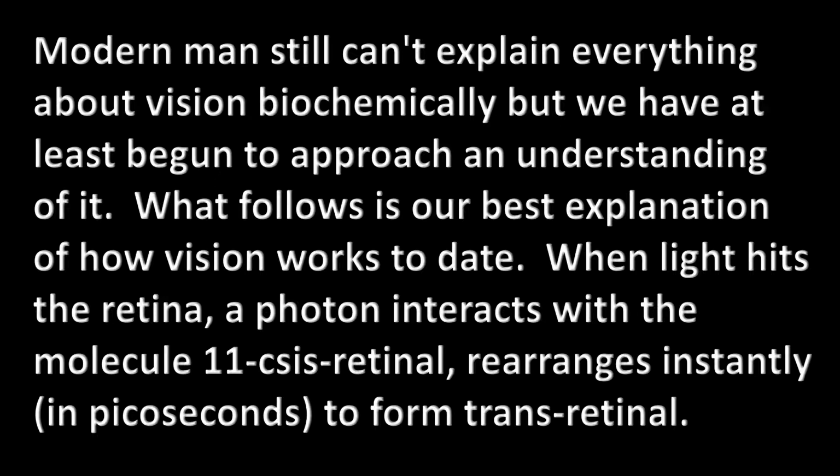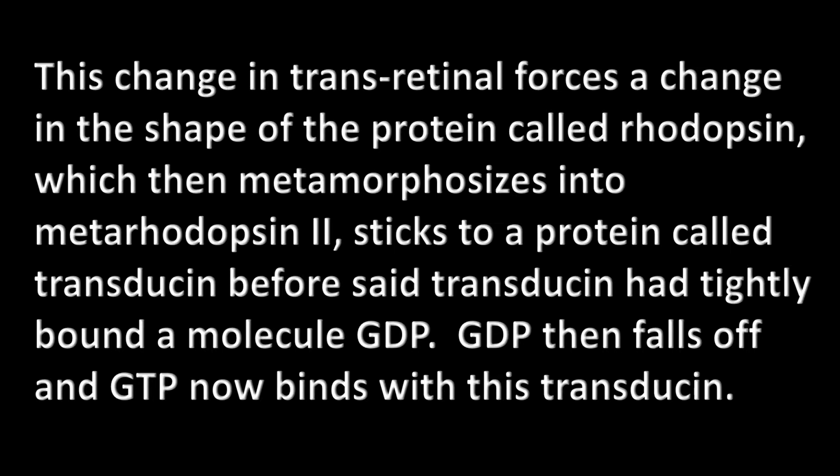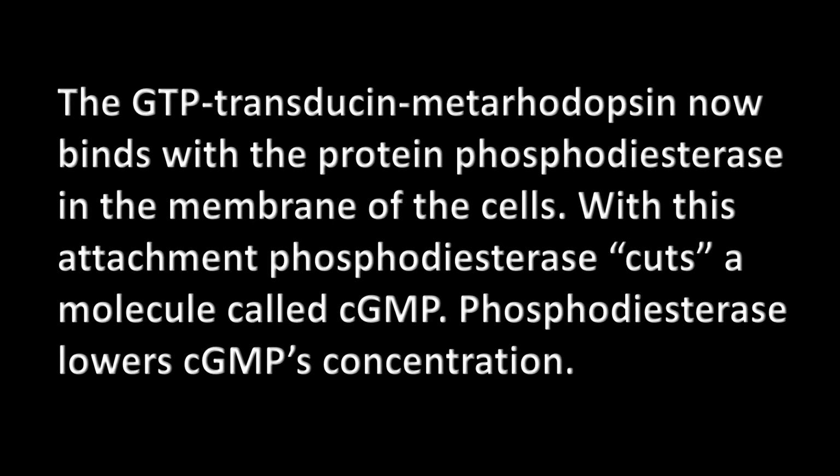When light hits the retina, a photon interacts with a molecule called 11-cis-retinal, which rearranges instantly, in picoseconds, that's real short, to form trans-retinal. This change in trans-retinal forces a change in the shape of the protein called rhodopsin, which then metamorphosizes into meta-rhodopsin II and sticks to a protein called transducin. Before, said transducin had been tightly bound to GDP. GDP then falls off, and GTP now binds with this transducin. This GTP-transducin-meta-rhodopsin now binds with a protein, phosphodiesterase, in the membrane of the cells.